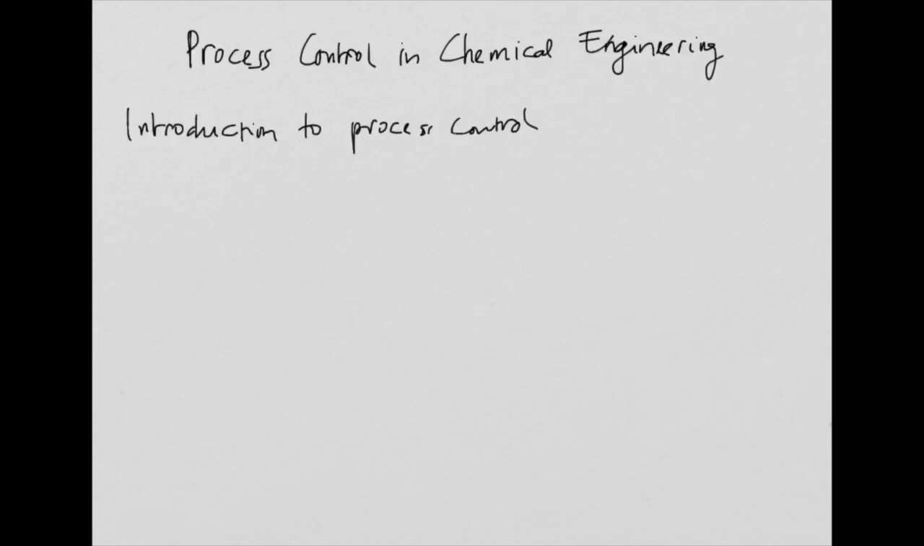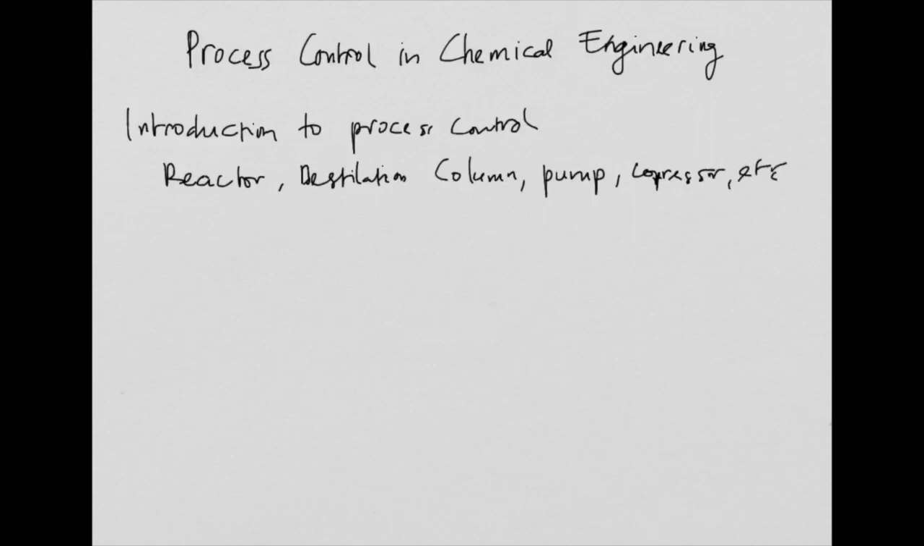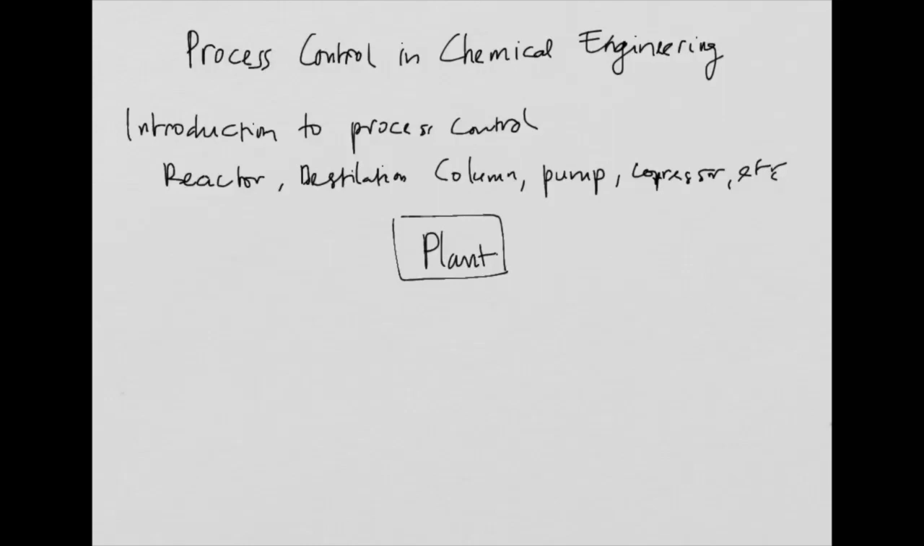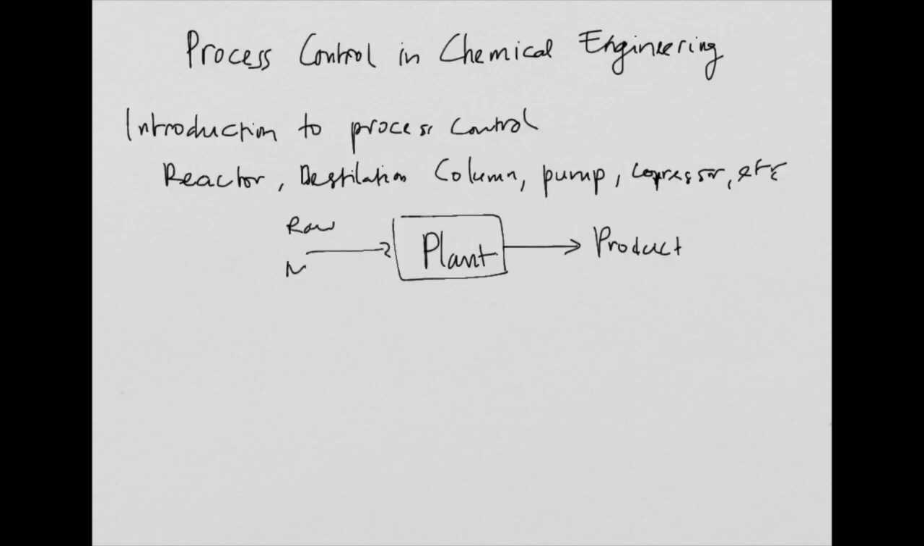In chemical engineering, there are a number of units, for example, reactor, distillation column, pump, compressor, etc. In a chemical plant, we have several units that assemble in the process to produce some products from the raw material.